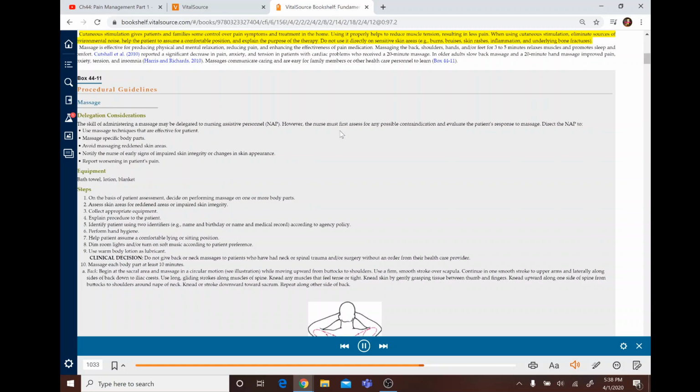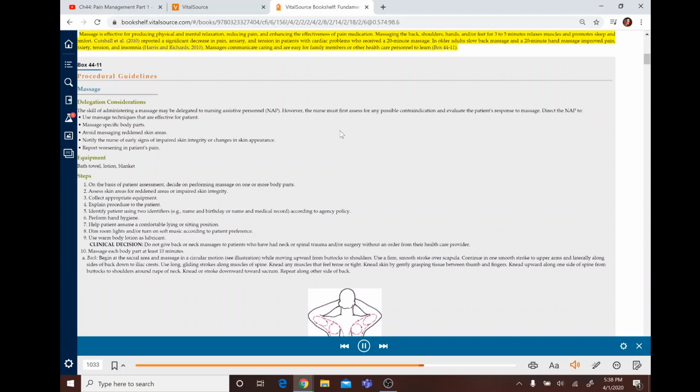Cutaneous stimulation gives patients and families some control over pain symptoms and treatment in the home. Using it properly helps to reduce muscle tension, resulting in less pain. When using cutaneous stimulation, eliminate sources of environmental noise, help the patient to assume a comfortable position, and explain the purpose of the therapy. Do not use it directly on sensitive skin areas, for example burns, bruises, skin rashes, inflammation, and underlying bone fractures. Massage is effective for producing physical and mental relaxation, reducing pain, and enhancing the effectiveness of pain medication.